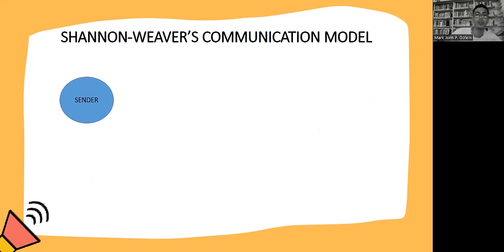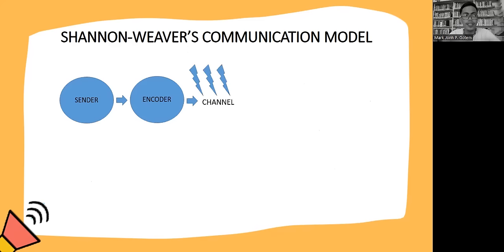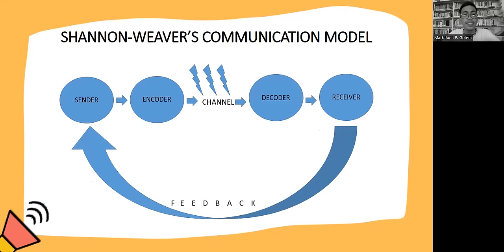The variables in the communication model of Shannon and Weaver: the first variable is the sender. The second variable is the encoder. Third is the channel. Decoder is the fourth variable. Fifth is the receiver. Sixth is the feedback. And the last is the noise. So let's discuss each variable of the communication model of Shannon and Weaver.